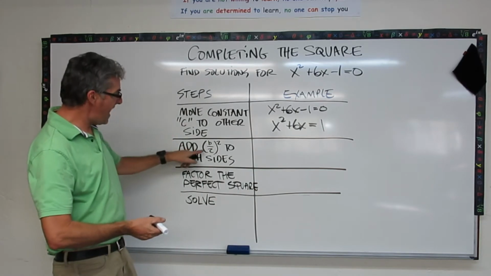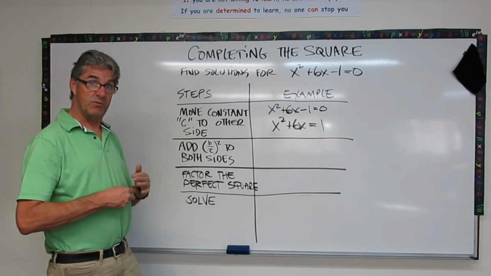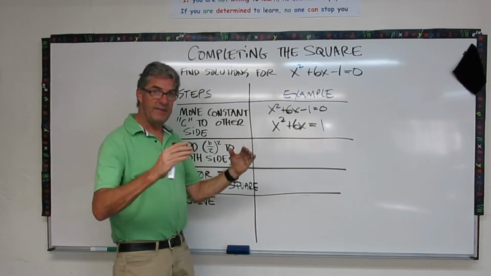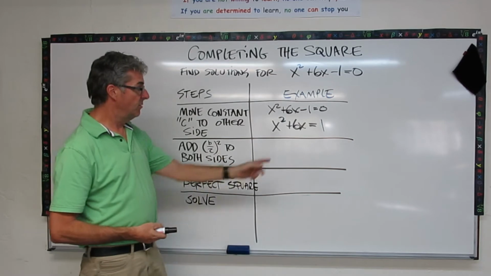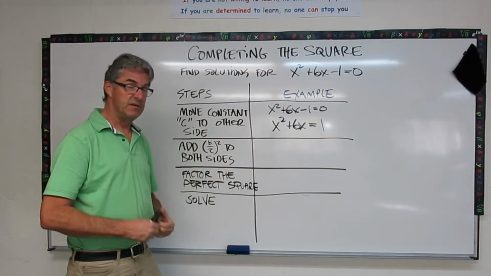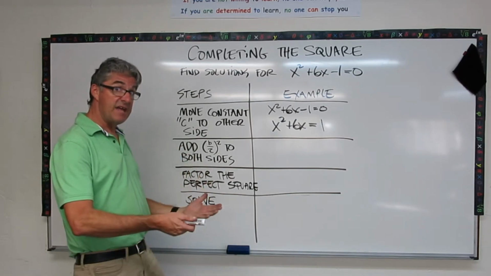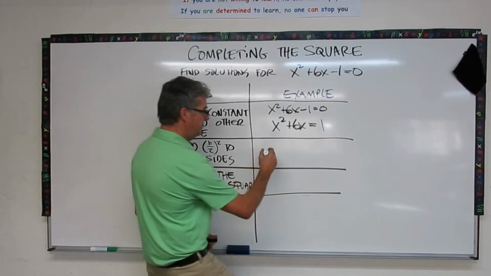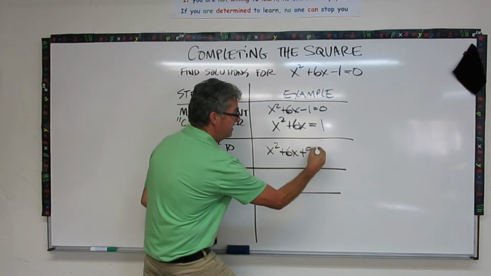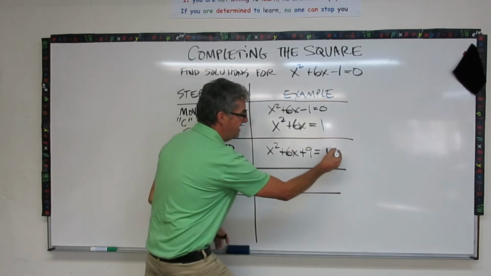Now the second step is add b over 2 squared to both sides. What b over 2 squared is, it's the b number divided by 2 and then squaring the result. So b is 6. Divide 6 by 2, I get 3. I square 3 and I get 9. So I'm going to add 9 to both sides of this equation. So I get x squared plus 6x plus 9 equals, I'm going to add 9 to this side. I've got a 1, so I've got a 10.